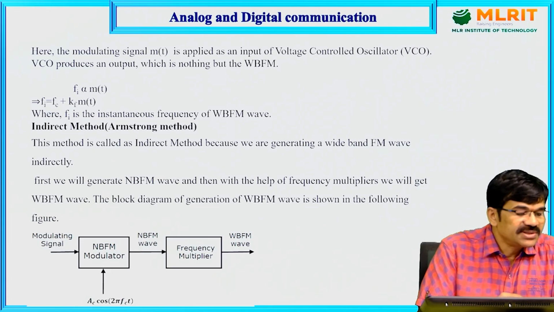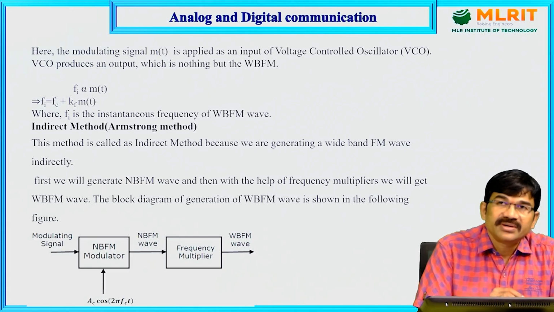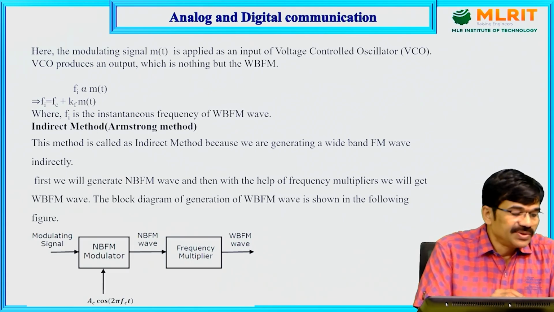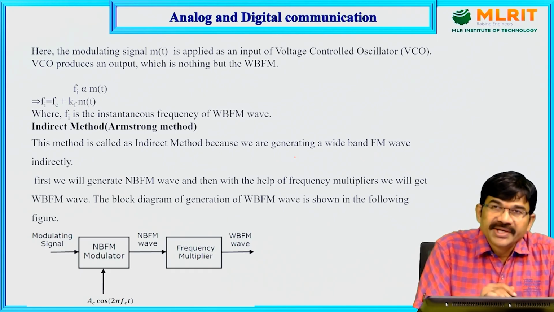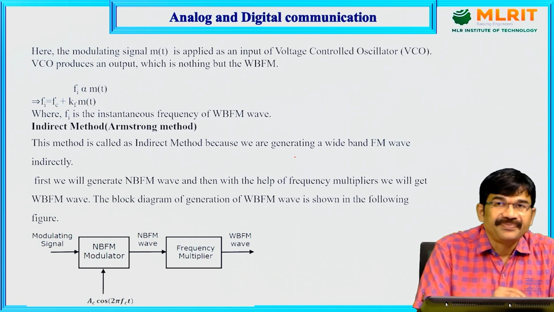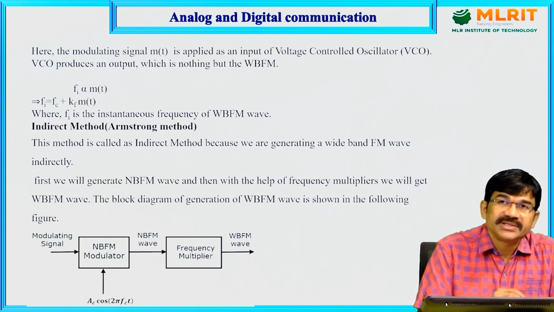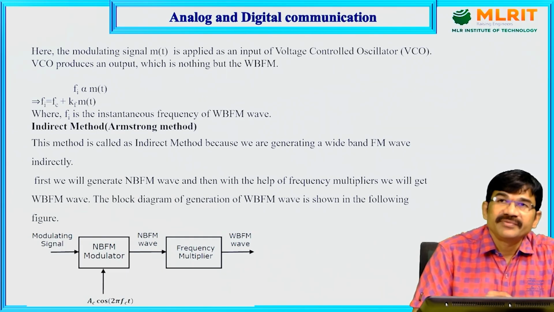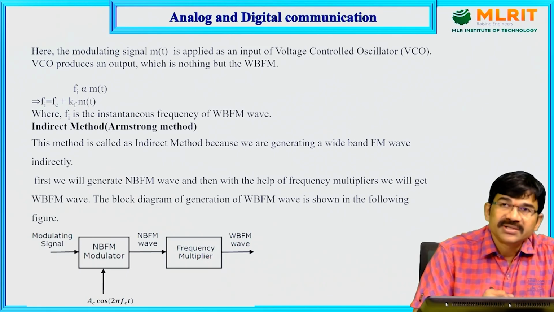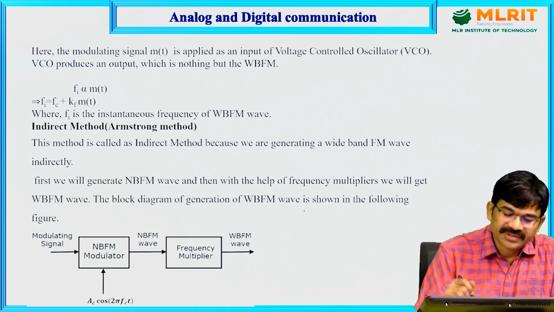Another method is the indirect method. Its other name is the Armstrong method of generating wideband FM. This method is called indirect because we are not generating the wideband FM directly, we are generating it indirectly. First we generate the narrowband FM, then we apply the output to the frequency multiplier, which is a non-linear device, and finally the output we get is wideband FM.